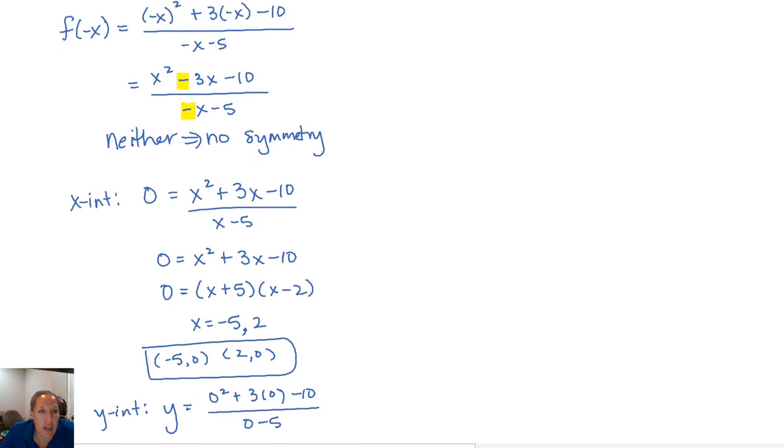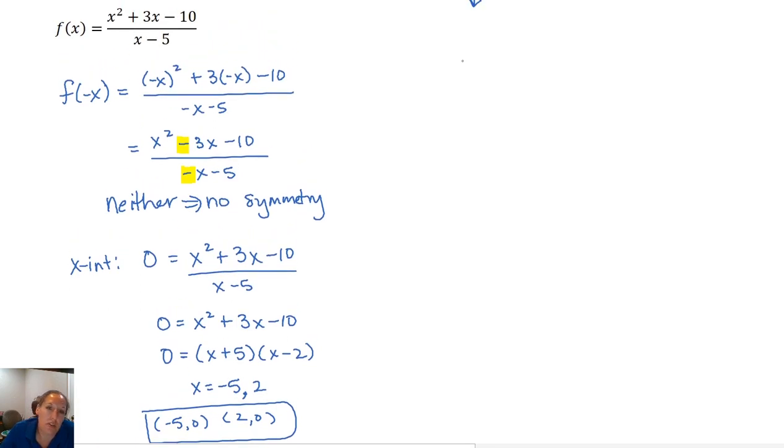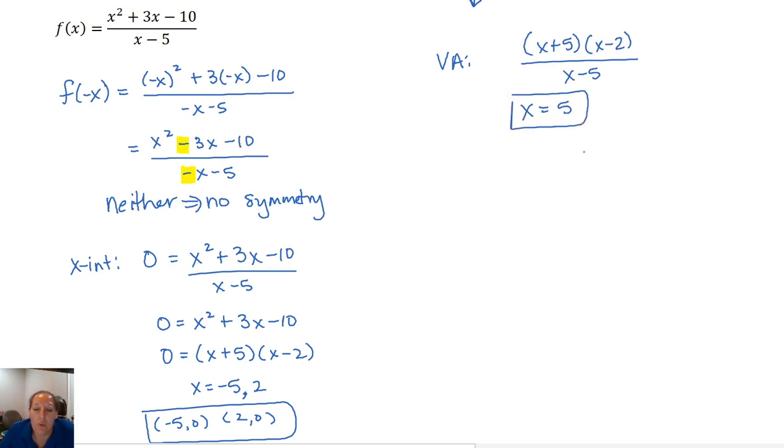Now let's look at our asymptotes. So remember our vertical asymptotes. We want to factor and reduce if possible. We've already factored that numerator. It's going to factor to (x plus 5)(x minus 2) over (x minus 5). Nothing's going to cancel, so our vertical asymptote is going to be what makes that denominator equal to 0. So we'll have a vertical asymptote at x equals 5.